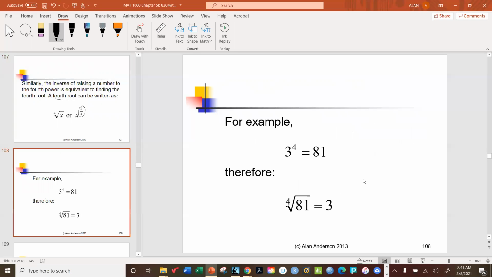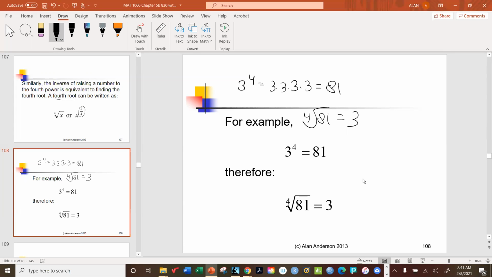So anyway, let's take this case. 3 to the fourth power, which is 3 times 3 times 3 times 3, equals 81. Okay, so that implies that the fourth root of 81 must be 3. Okay, and that's how that works.